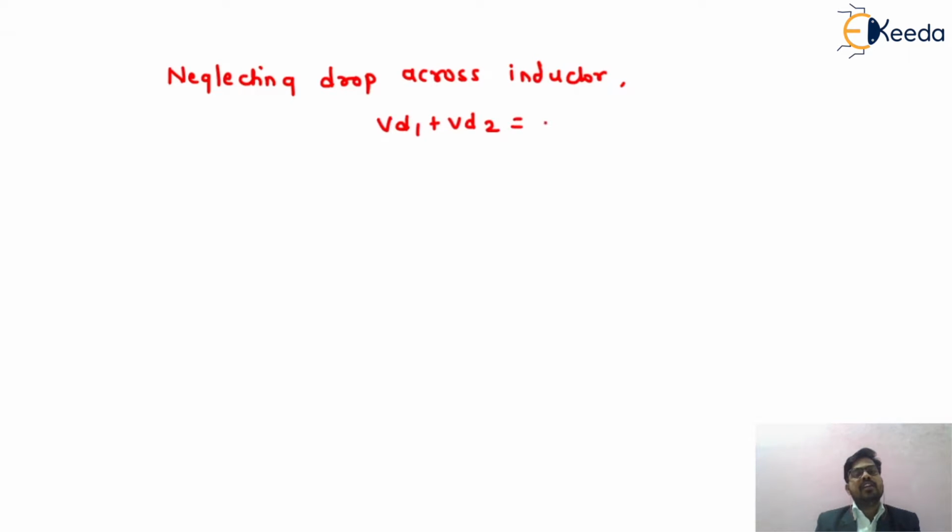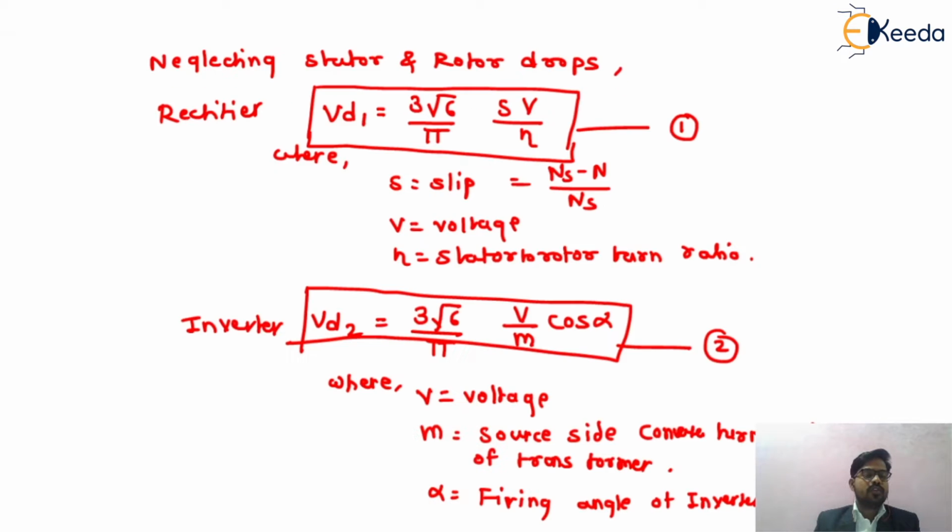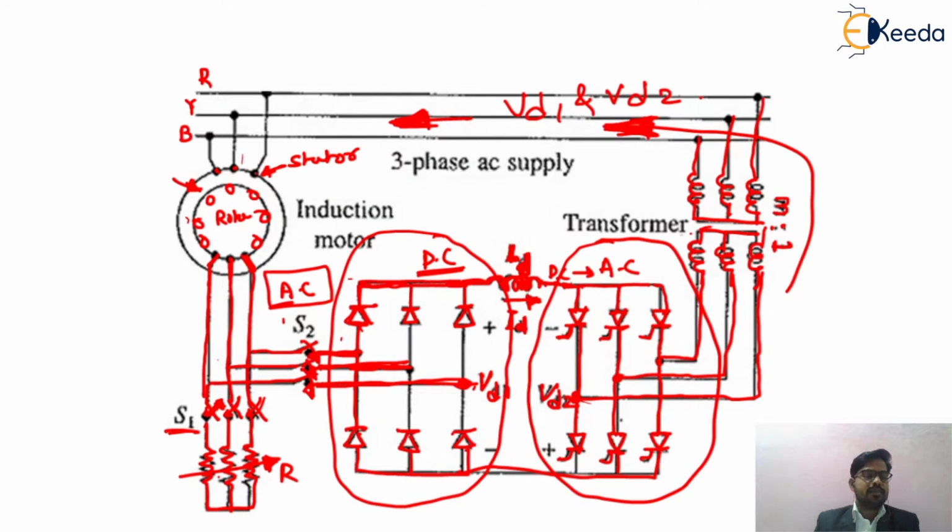What do you mean by VD1? What do you mean by VD2? I can again show you friends, because this is a very important concept. This will be VD1. VD1 means the voltage across your converter number 1. And what should be the value of VD2? It will be the voltage across your converter number 2. This one is the converter called the rectifier, and this one is the converter called the inverter. So we are equating this term when neglecting the drop across the inductor. We are getting the output equation, that is, the voltage VD1 plus VD2 is equal to 0.